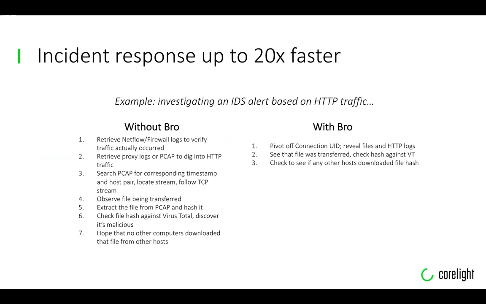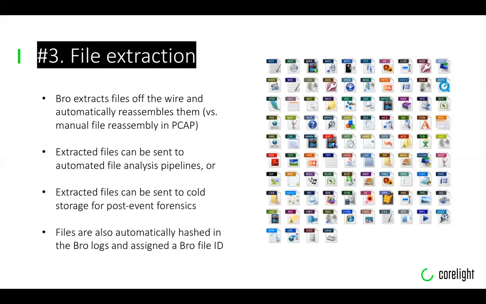On the right with Bro, very simple. You just pivot off the connection ID, take a look at the files that may or may not have been downloaded, the HTTP logs. They'll show you, yep, a file was transferred. Quick check that hash. And then the great thing is you can take that hash, plug it back into the Bro logs and say, hey, did any other host download this file in my environment? Bro will tell you that immediately. File extraction, as we talked about, is assembled and extracted and reassembled off the wire, and also generates a Bro file ID. So you can pivot within Bro logs and trace file activity or understand the scope of a file, how many people have downloaded it, as I just mentioned, very quickly.